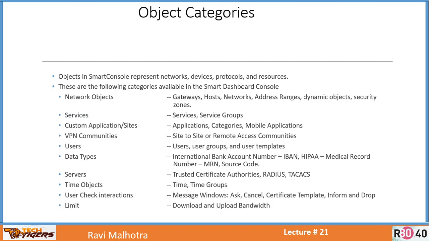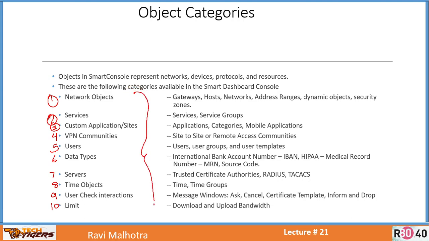There are different types of object categories available in the dashboard. Network object is one category, services is another category, custom application and sites is another category, VPN community is another category, users is another category, then data types, servers, time objects, user check interactions, and limit. These are different types of categories that are available for you.